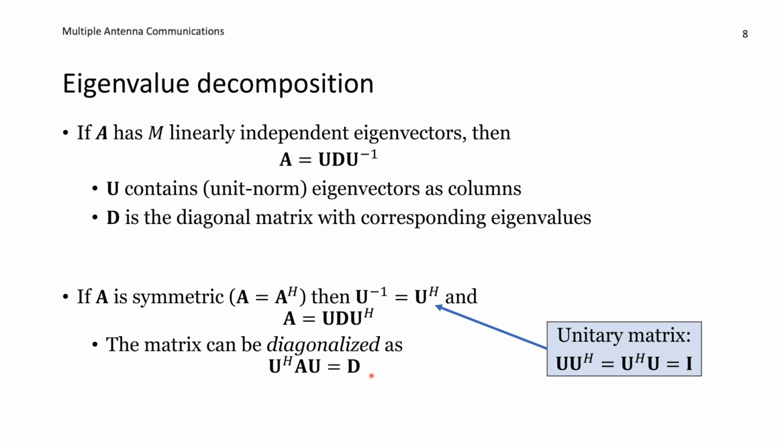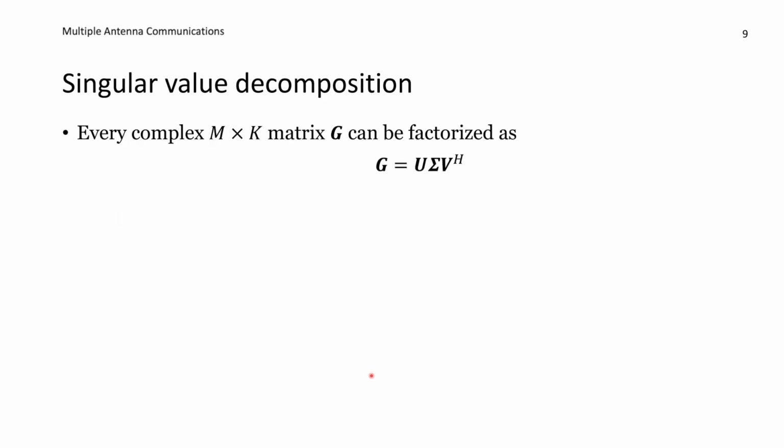So this is the eigenvalue decomposition, which you have hopefully heard about before, but can we extend this to non-square matrices? Because we would like to use similar results, but for our channel matrix G, which might be non-square because we might have different numbers of transmit and receive antennas. And yes, there is an extension of this concept called the singular value decomposition, and I will introduce it to you here. So every complex M times K matrix G, which could be our channel matrix, can always be factorized like this. G can be written as U times sigma times V Hermitian.